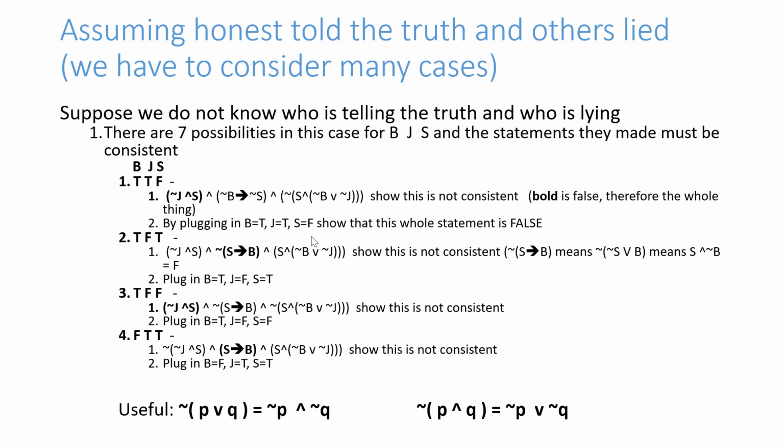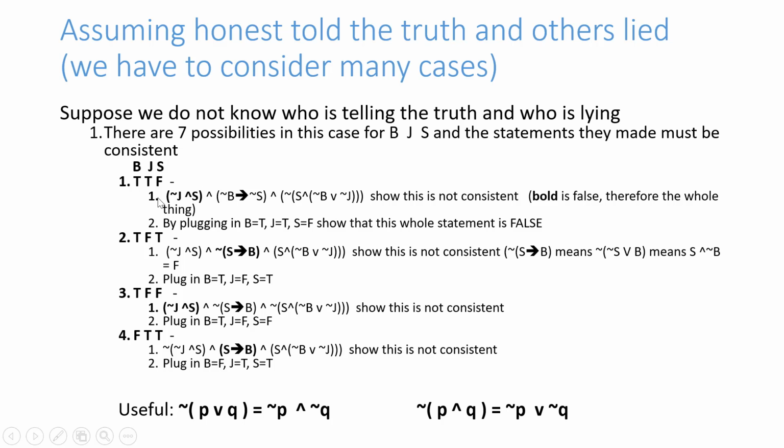So the approach I took is, in the case that if you assume that the honest told the truth and the others lied, then I looked at the 7 possibilities where someone lied. And then I looked at all 7 possibilities and thought, what can I say in terms of these 7 possibilities and the statements people made?